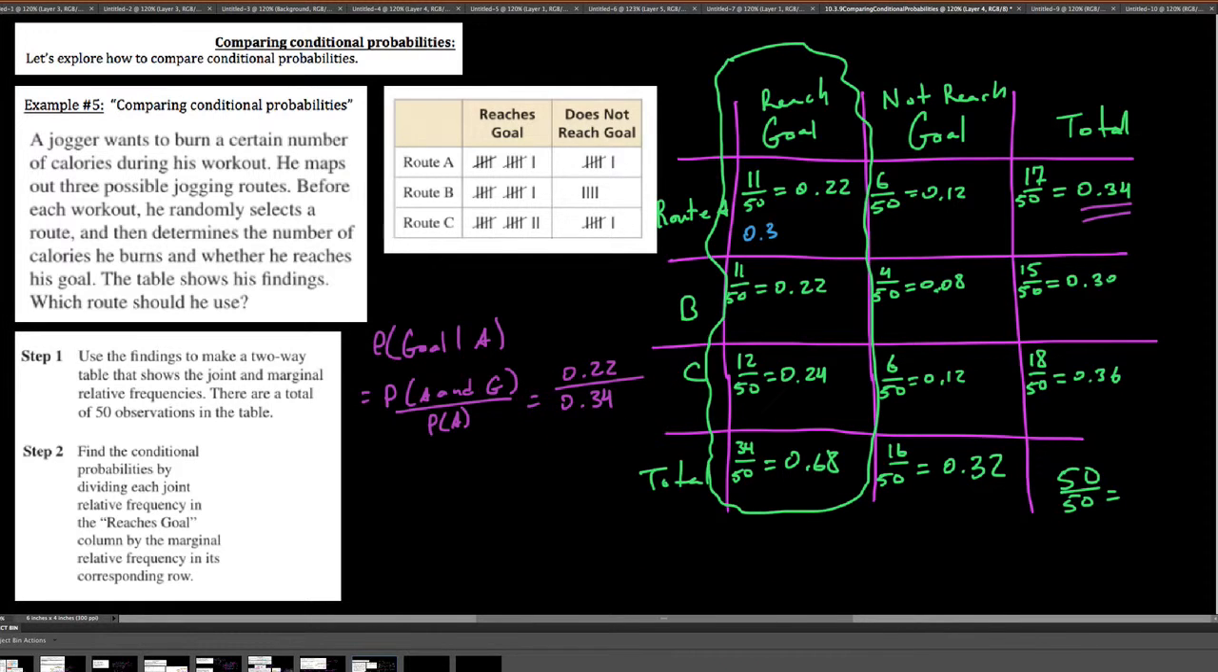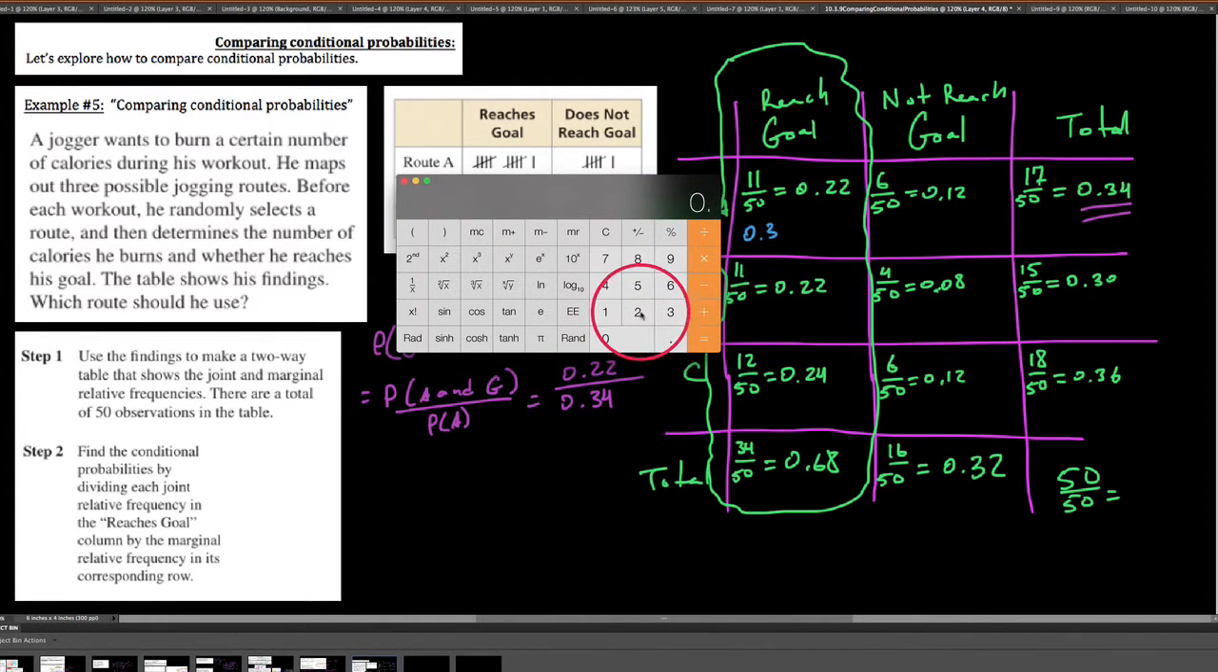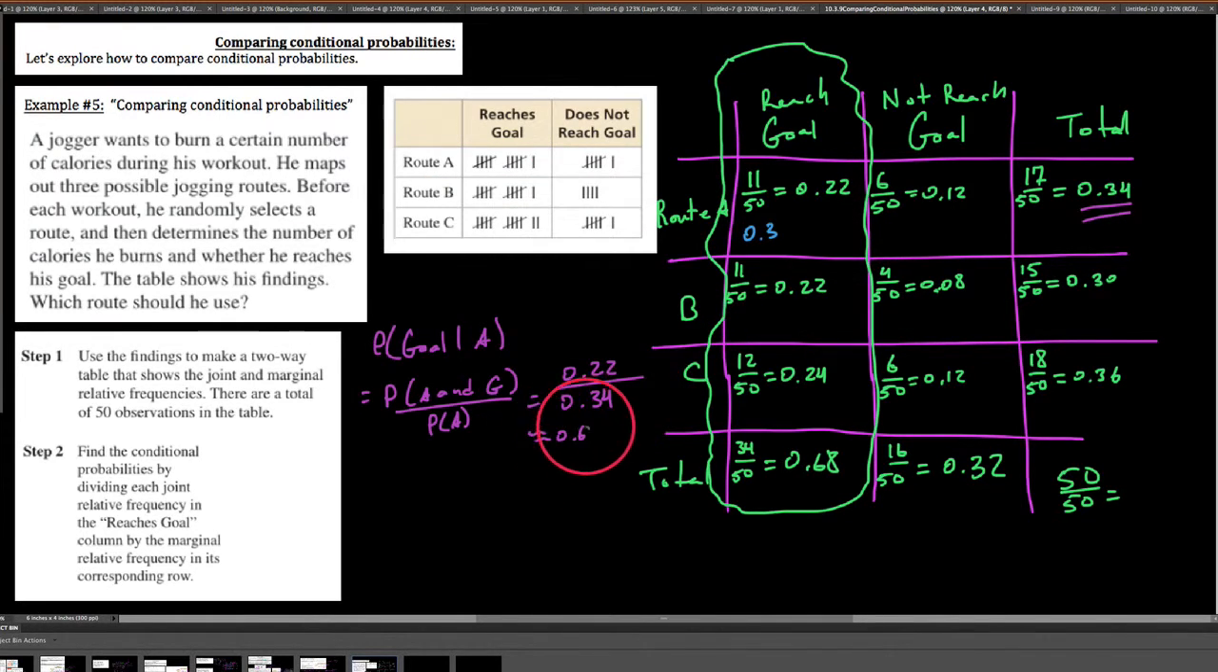We're going to take a look at what this value would be here. We'd say 0.22 divided by 0.34. Looks like we get about 0.6471, so approximately 64.71% of the time. Okay, so now looking at this, what's the probability that he reached his goal given that he ran route B?